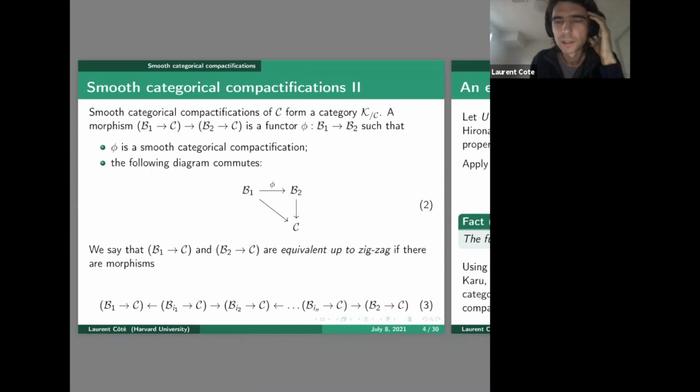So smooth categorical compactifications of a fixed category C can be organized into a category. We define morphisms by requiring that a certain rather natural diagram commutes. And we say that two categorical compactifications of the same fixed category C are equivalent up to zigzag if they're connected by a zigzag of morphisms in this category of compactifications of C.